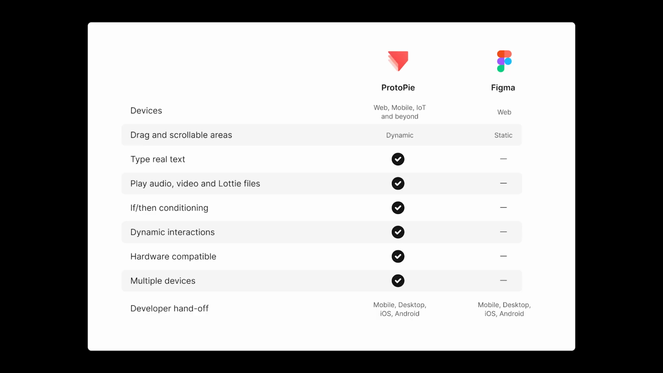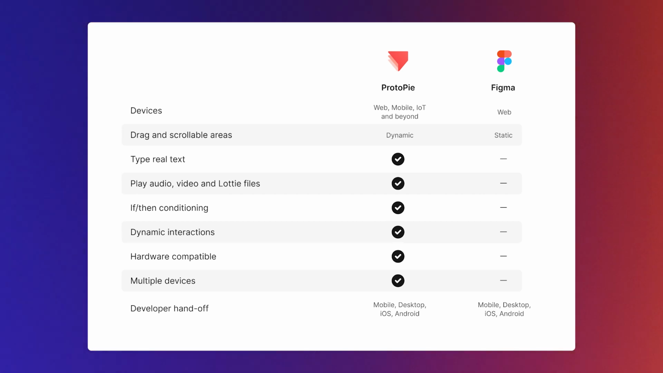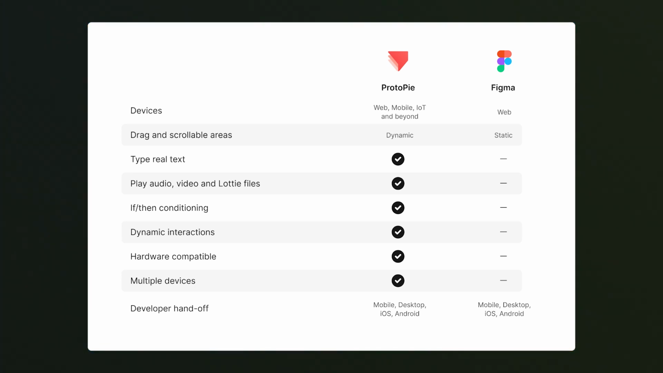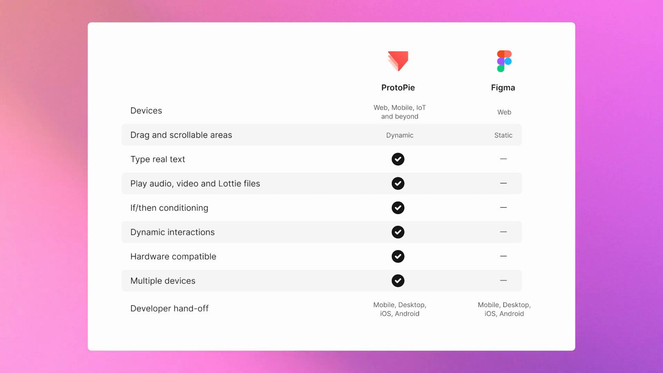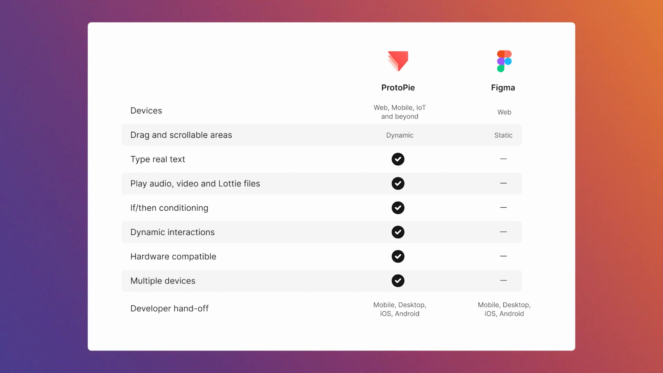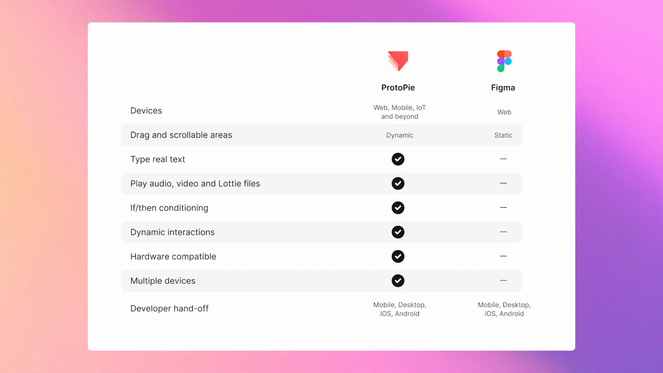Now, to really summarize the key differences between Figma and ProtoPie for prototyping, here's a quick breakdown for you. As you can see, ProtoPie evidently provides so much more value than Figma when it comes to prototyping, whether that's for supporting different devices, allowing you to create interactive components that let you type real text into them, even drop in audio, video, and Lottie files that can play inside a prototype, doing advanced conditioning, creating dynamic interactions, and so much more. Figma, on the other hand, is purely focused around rapid prototyping for something that's quick, something that's easy, and something that you want to get to your stakeholders as quick as possible. It's not a dedicated prototyping tool.